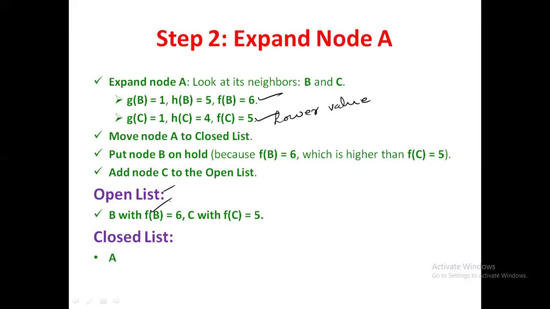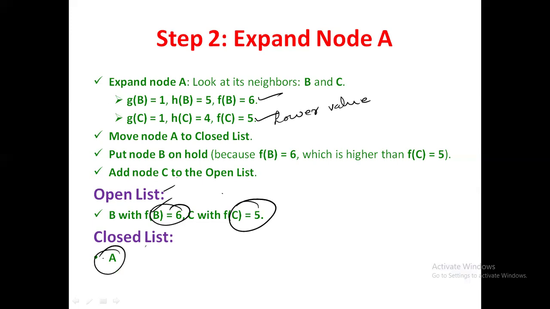At this stage, the open list contains B with F of B equal to 6, and C with F of C equal to 5, while the closed list contains only node A. In this step, we are putting A into the closed list.